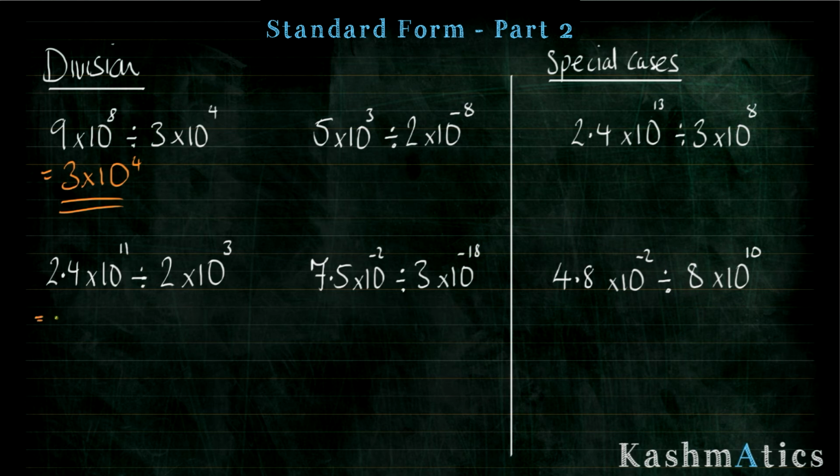This one here, let's have a look. 2.4 divided by 2 is 1.2, multiplied by 10 to the power. Now let's have a look. 11 take away 3, that's 8. So another nice easy one.